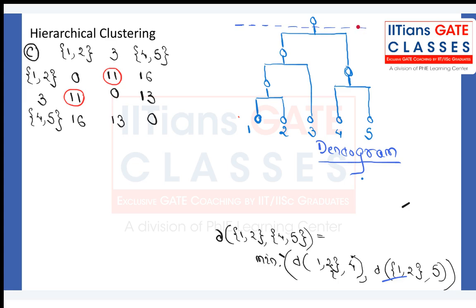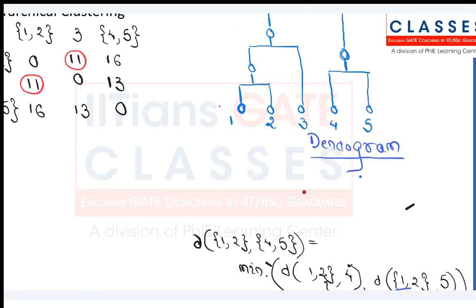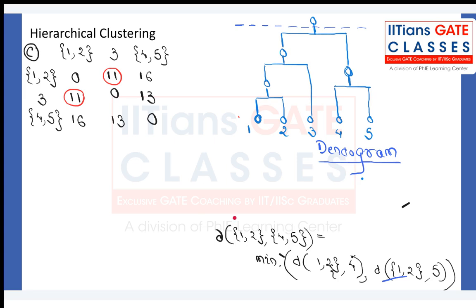Now, whichever points are connected, find the connected components of this graph or this tree. Tree is also a graph, right? Graph with some special property. Find the connected component. As you see, there is only one connected component, right? Every node is connected to every other node. So this, if you cut it here, you get one cluster.